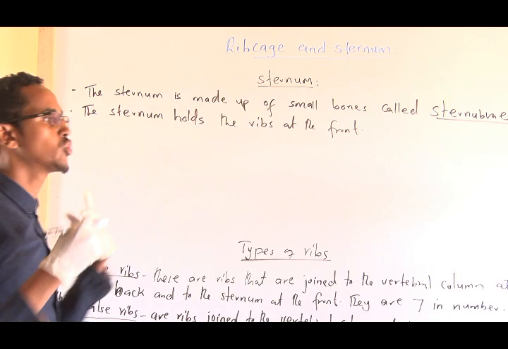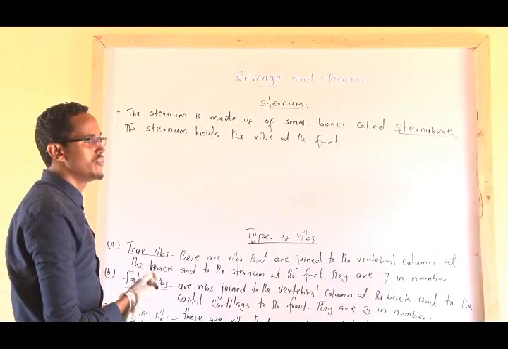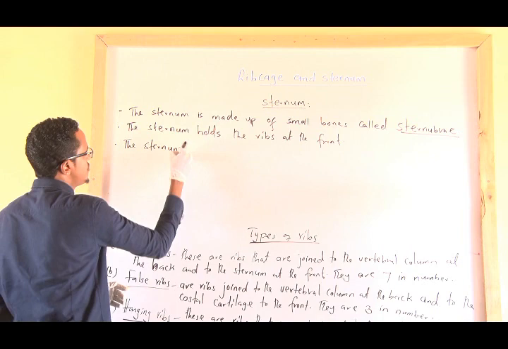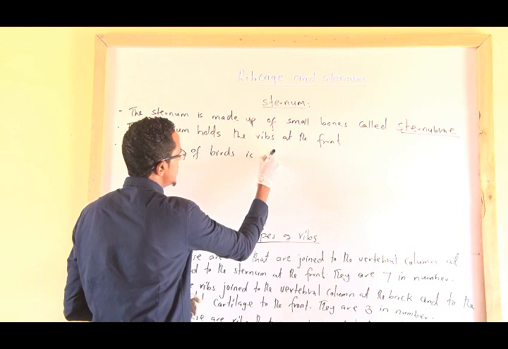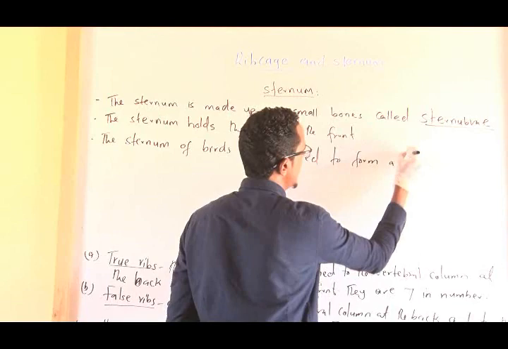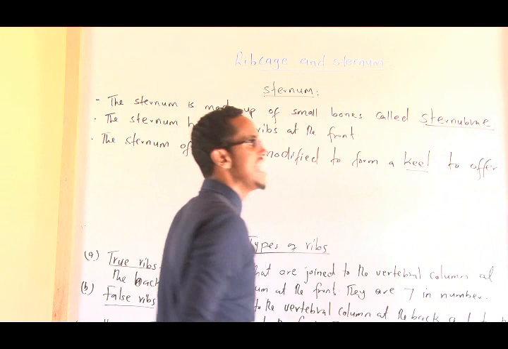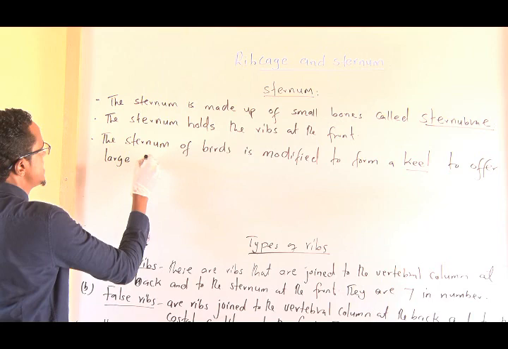However, the sternum of birds and the sternum of flying vertebrates is modified to form a keel. What is this modification all about? This is to offer large surface area for attachment of flight muscles.